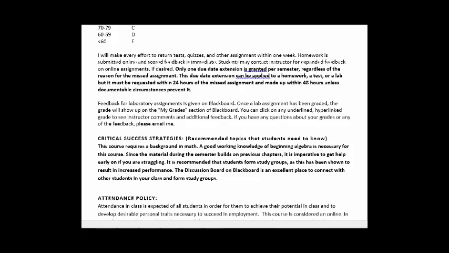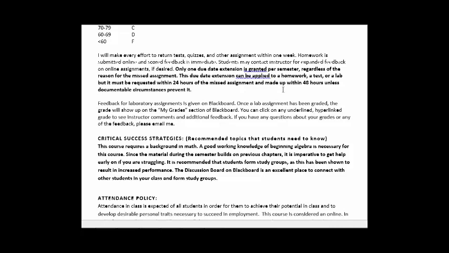Now, as far as turning work in late, for whatever reason there may be, you get one free pass per semester. So only one due date extension per semester, regardless of the reason. So whether it's because you simply forgot, overslept, or your computer was glitching, or you had no power because of a lightning storm, or you were out of town, or you got sick, or whatever the reason is, you get one chance per semester to request a due date extension. This can be applied to a homework, a test, or a lab. But once you use it, that's it.